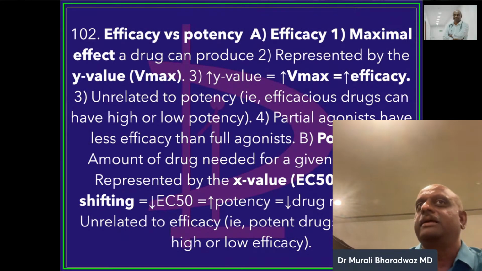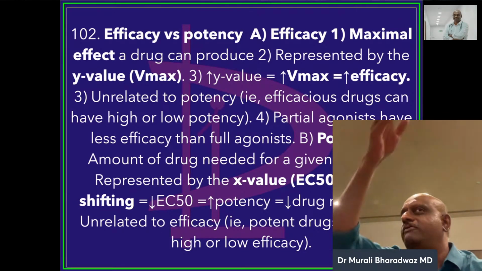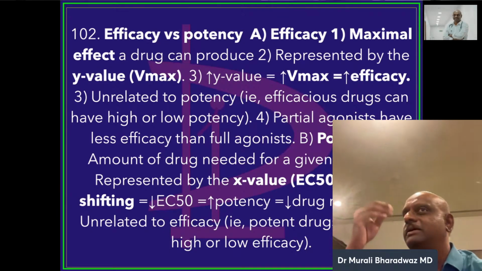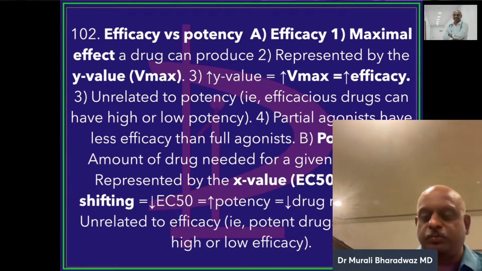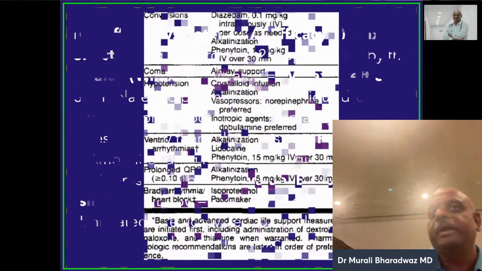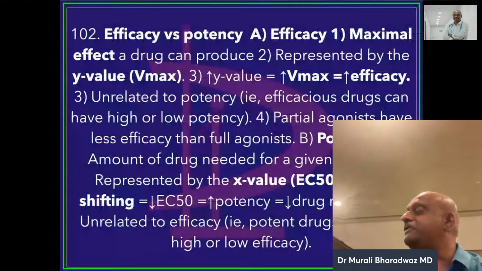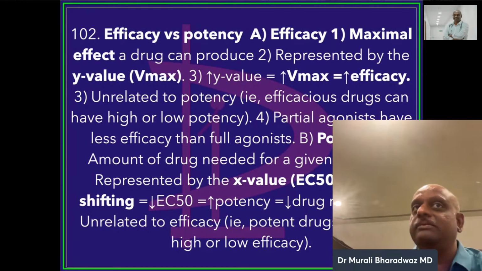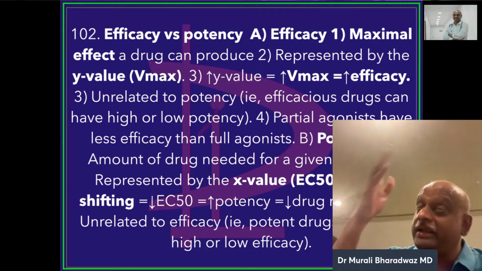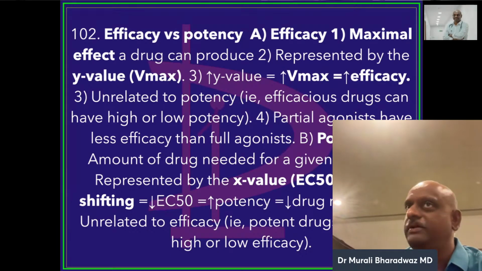Then one more favorite question asked. Increasing the y-axis value will increase the Vmax, that means increased efficacy. If the x-axis value is more towards the left side, it is more potent. So left shifting of the effective concentration is high potency, less drug needed. Higher the Vmax, the maximum velocity achieved, is efficacy.